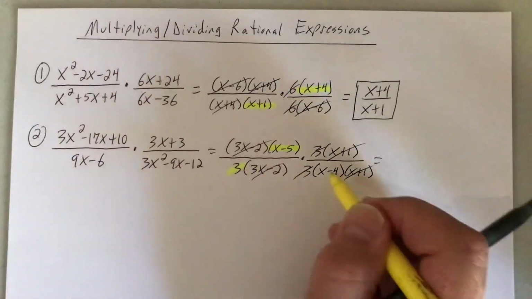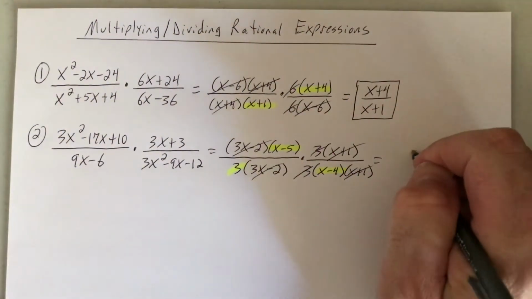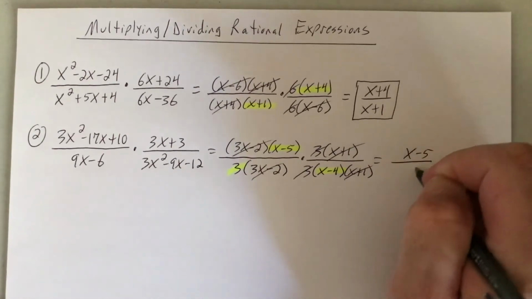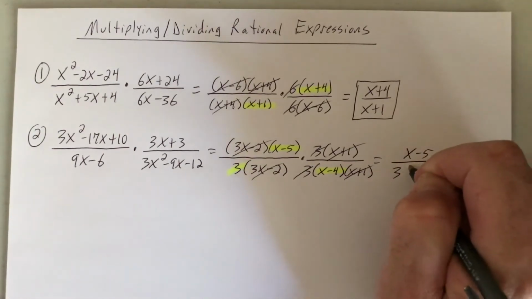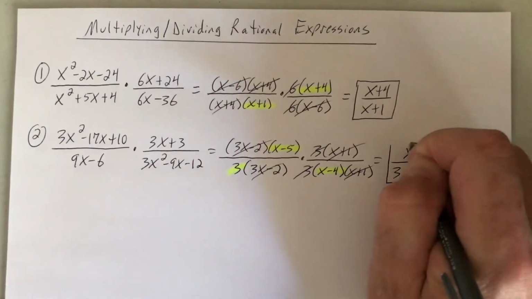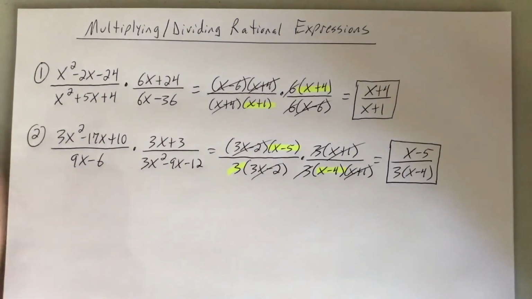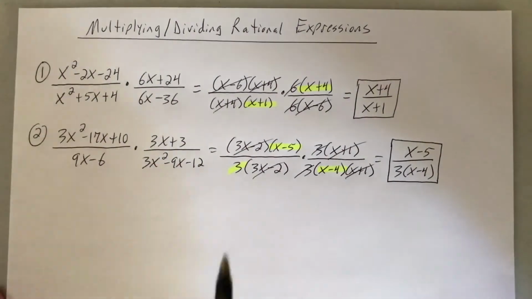I got the 3 here, and then I got the x minus 4. So that's going to leave me with x minus 5 over 3 times x minus 4. And that is your final answer. All right, let's take a look at number 3, and then we'll move on to dividing.